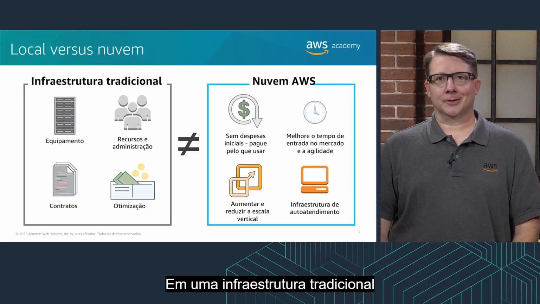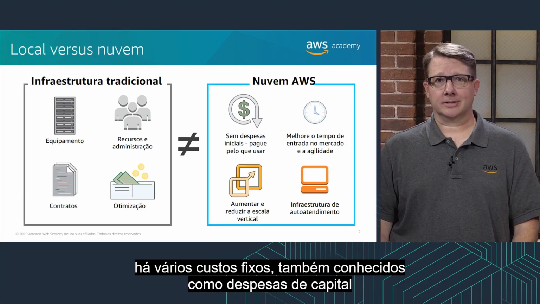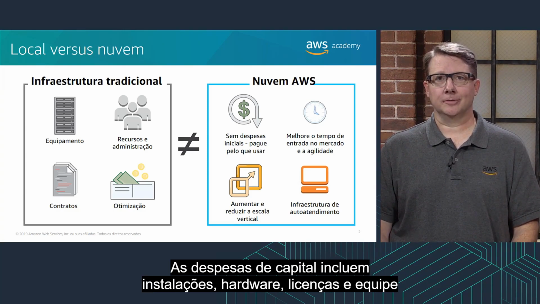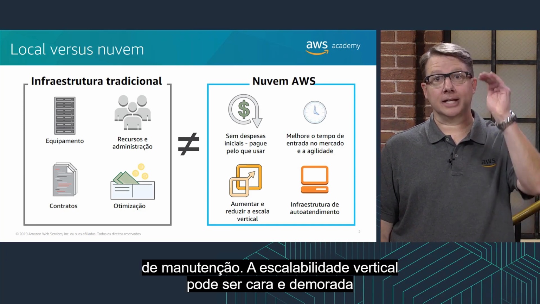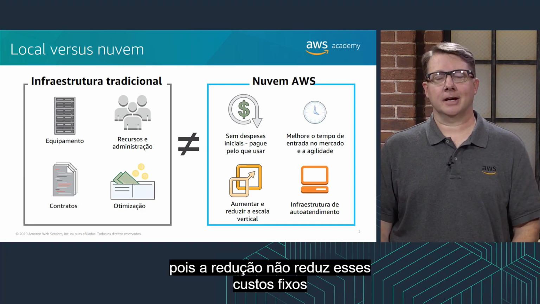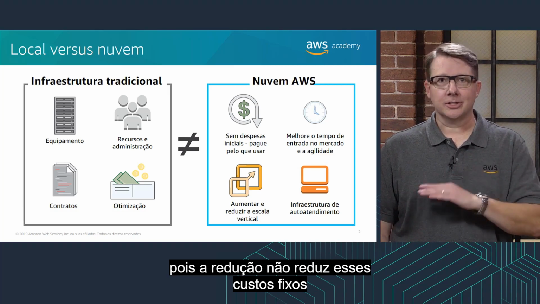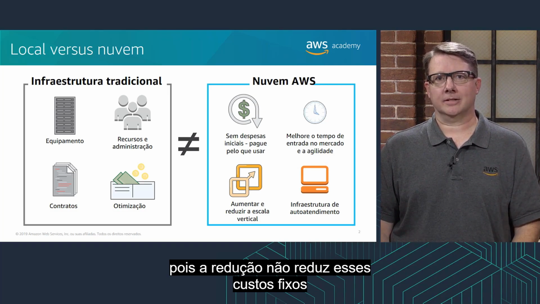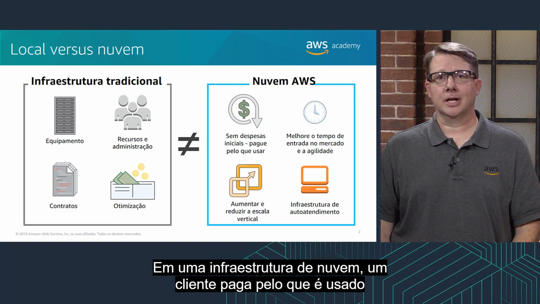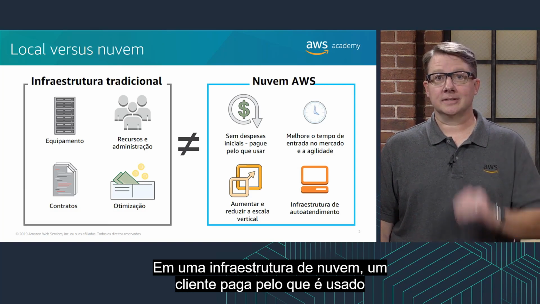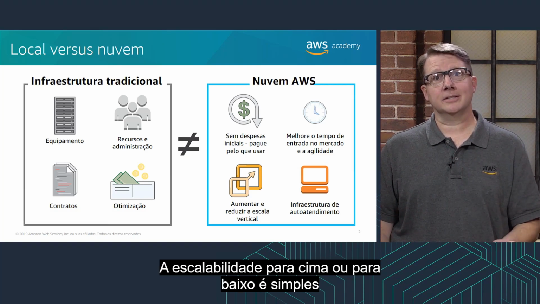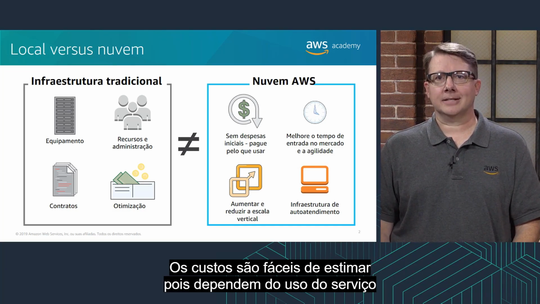On a traditional infrastructure, there are several fixed costs, also known as capital expenses. Capital expenses include facilities, hardware, licenses, and maintenance staff. Scaling up can be expensive and time-consuming. Scaling down does not reduce these fixed costs. In a cloud infrastructure, a customer pays for what is used. Scaling up or down is simple. Costs are easy to estimate because they depend on service use.